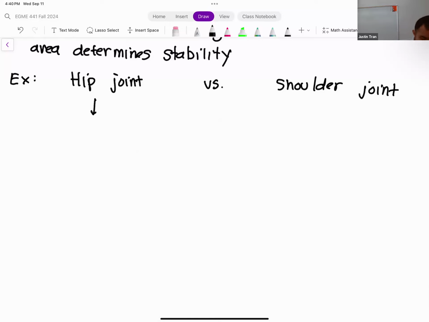So let's talk about the hip joint first. The hip joint is the joint between your femur and your pelvis bone. The femur has a very iconic feature called the head of the femur.